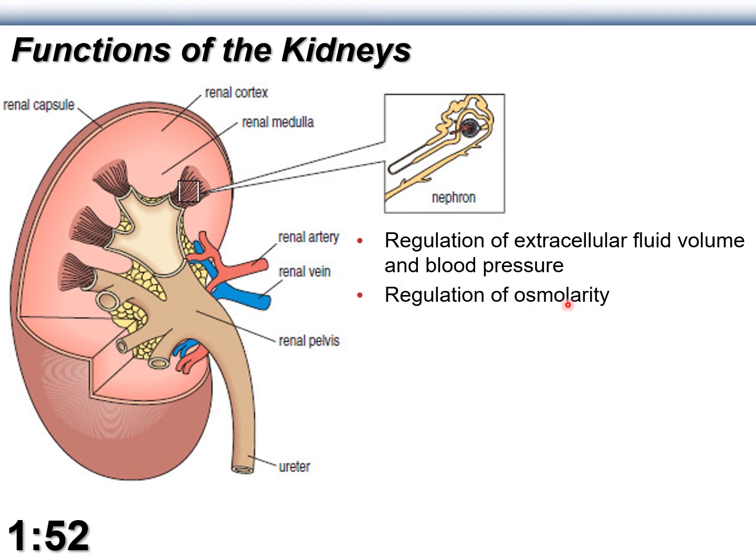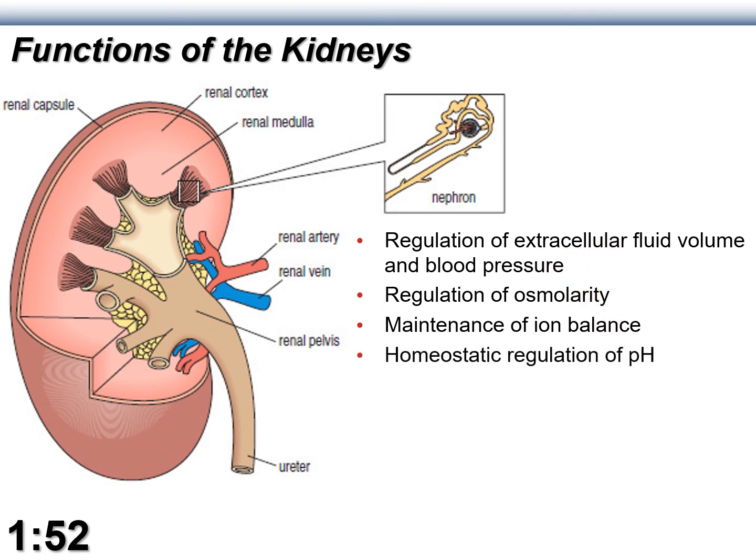Along those lines, we also can regulate the osmolarity. We can increase or decrease the salinity or the osmolarity of the blood based on what we reabsorb, what we secrete, and in the end, what we excrete. Maintenance of ion balance, again, is interrelated with these other two. Ions contribute to osmolarity, so how we balance ions can affect osmolarity, fluid volume, and blood pressure.